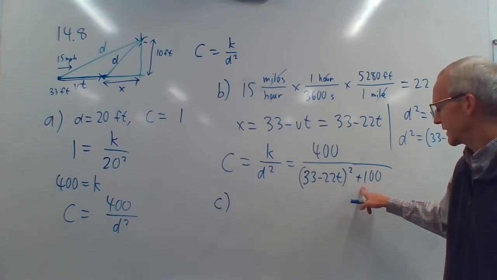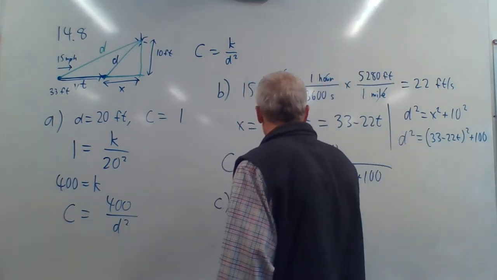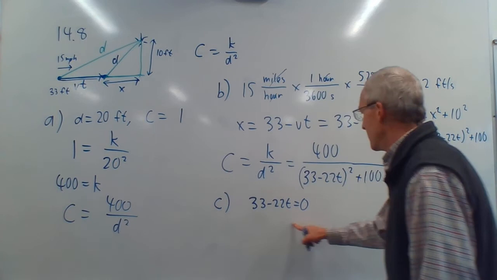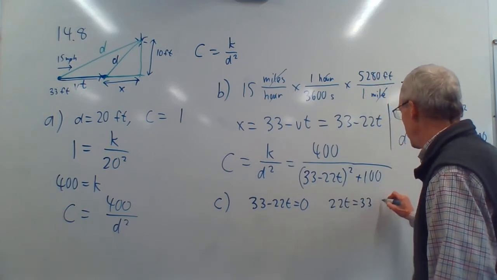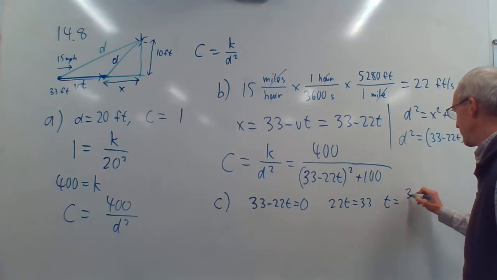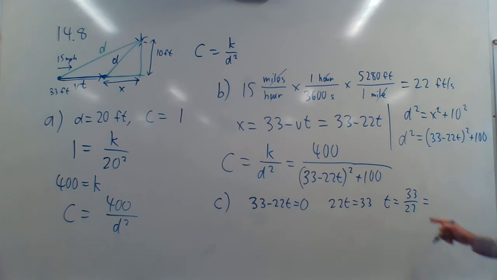Did I make that clear? I think I did. Okay, so we want that to be 0. So we want 33 minus 22t equals 0. Put the 22 over here. So 22t is equal to 33, or t is equal to 33 divided by 22, which is, see, 11 goes into both of those, 3 divided by 2. 1.5 seconds.